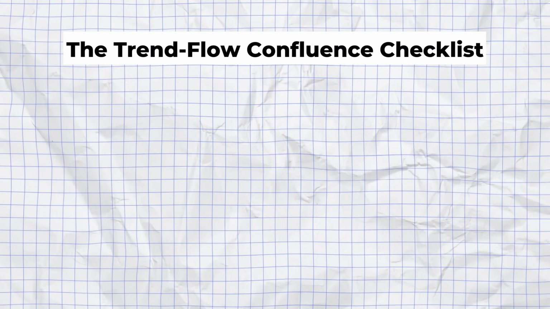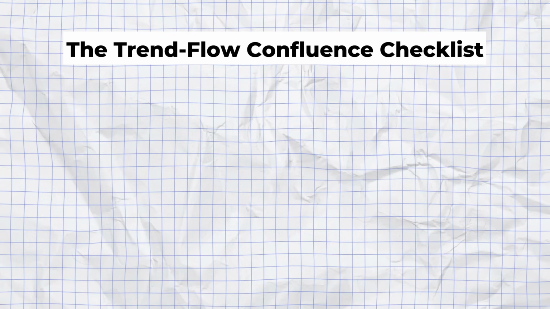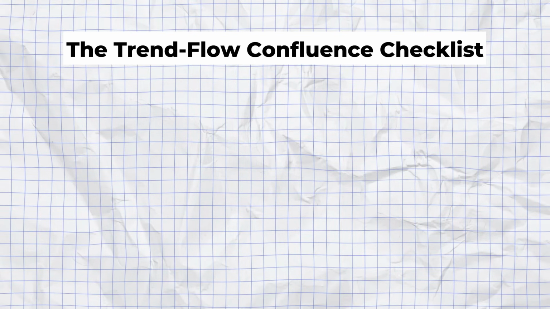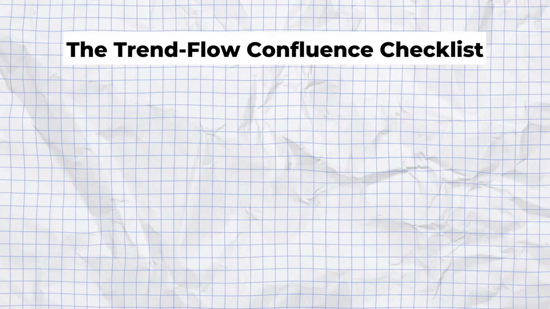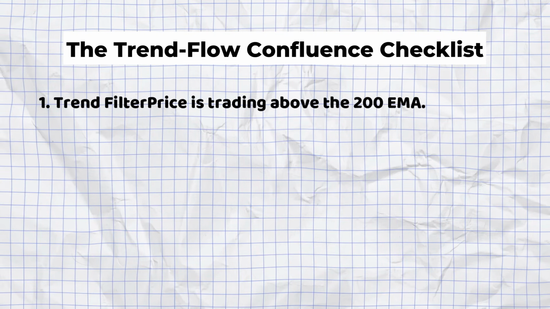Okay, let's put it all together. Here is the complete plan for our trend flow confluence strategy. Go ahead and screenshot this right now because this is your trading checklist. It's a simple 4-step process. Step 1. Check the 200 EMA for the trend direction.